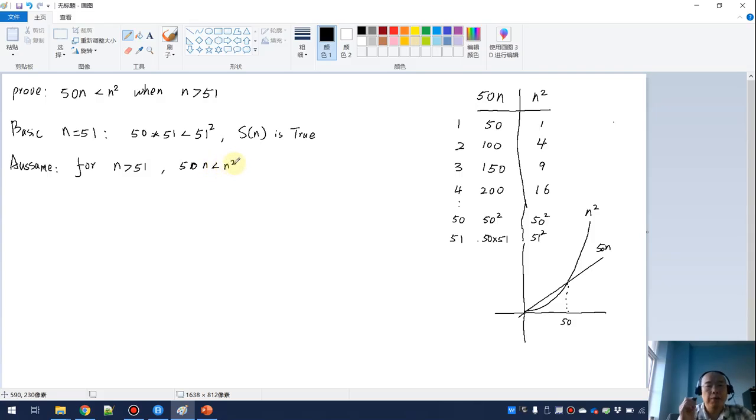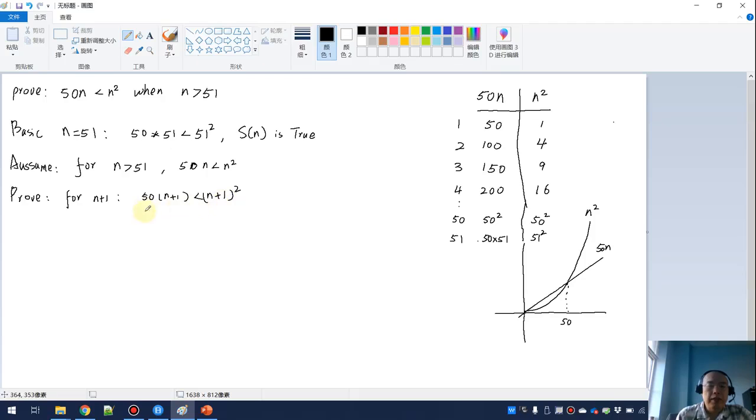Okay, so we only want to assume that it is true. We don't want to prove anything for the second part. And then the third part is we want to prove for n plus 1. That is, 50(n+1) is going to be smaller than (n+1) squared.